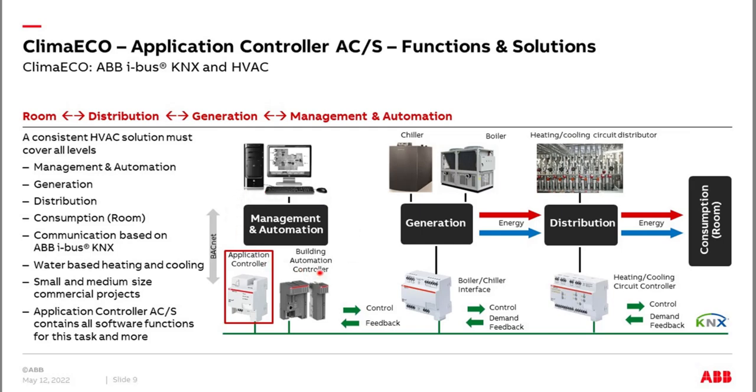The application controller is the heart of the system for management and automation functions in a complete HVAC solution, starting from the consumption in the room. Traditional room climate control, then we have the distribution, heating or cooling circuit control, we have the generation, boiler or chiller, and then on top we have additional software features needed, for example, to integrate everything, to have a consistent solution, but also to have, for example, interfaces available to BACnet, and we will demonstrate this also today.